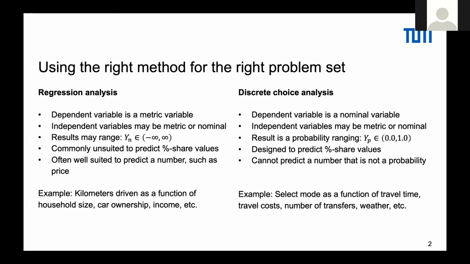So that is the distinction, and it's important to understand in which case you apply which one. What really is necessary that you understand is that for regression analysis, the dependent variable is always a metric variable, whereas for discrete choice analysis, the dependent variable is always a nominal variable. Are there any questions about the distinction between regression analysis and discrete choice analysis?